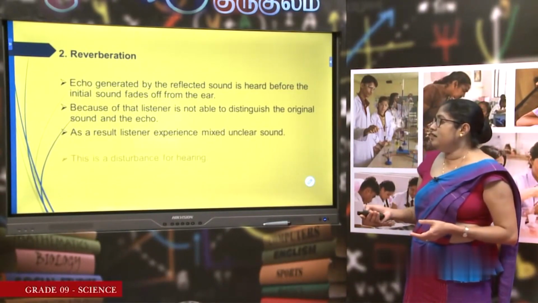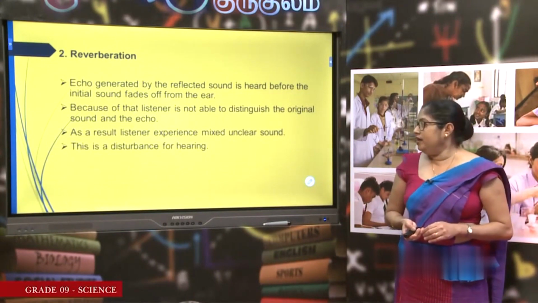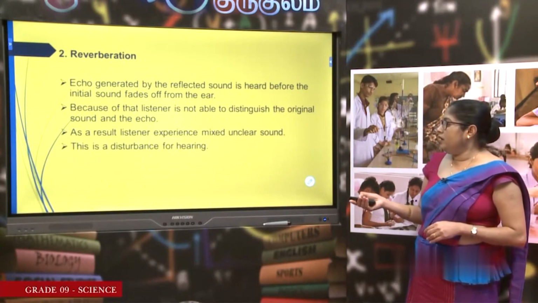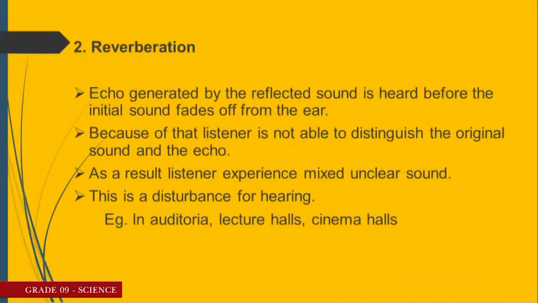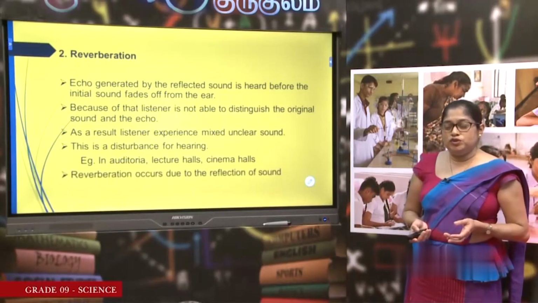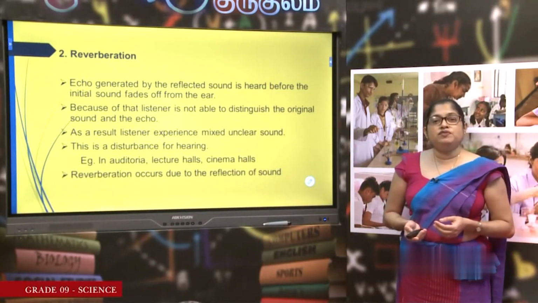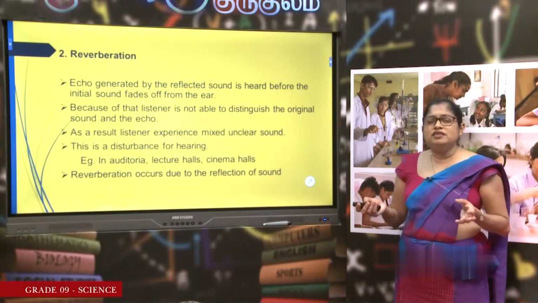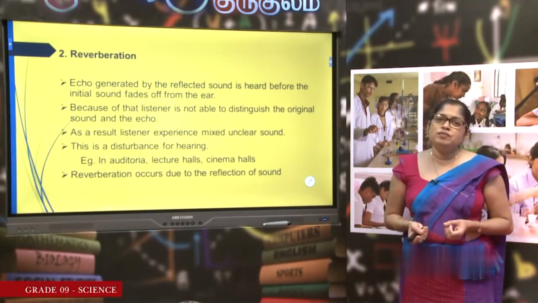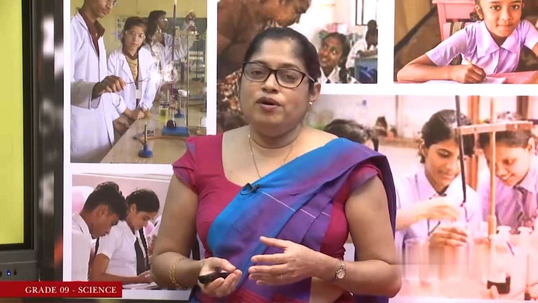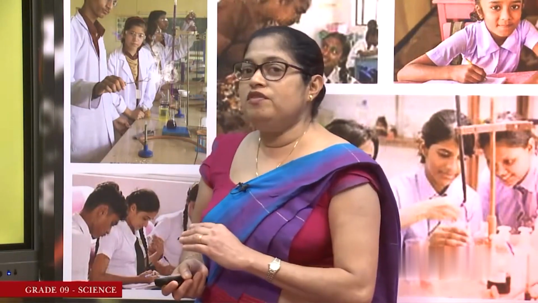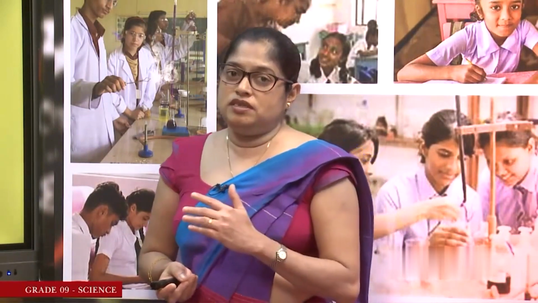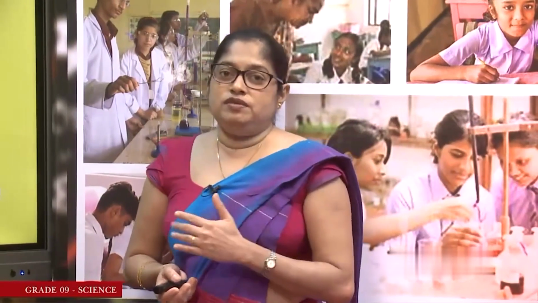So, this is a real disturbance for hearing. This condition is observed in auditoria, lecture halls and cinema halls. As I told you earlier, reverberation is also due to the reflection of sound. So, what is the difference between echo and reverberation? In an echo, there are two distinct sounds, but in reverberation, the sound is persistent, or it continues.